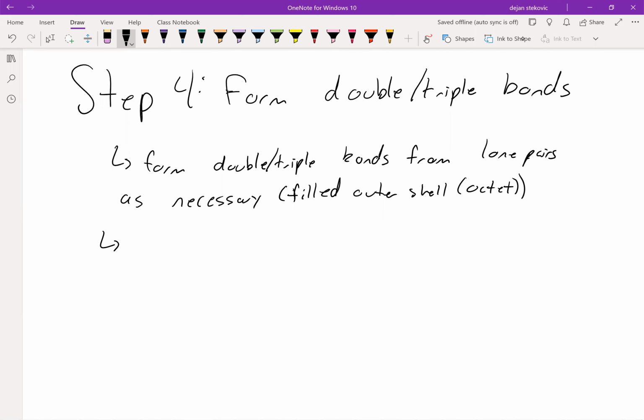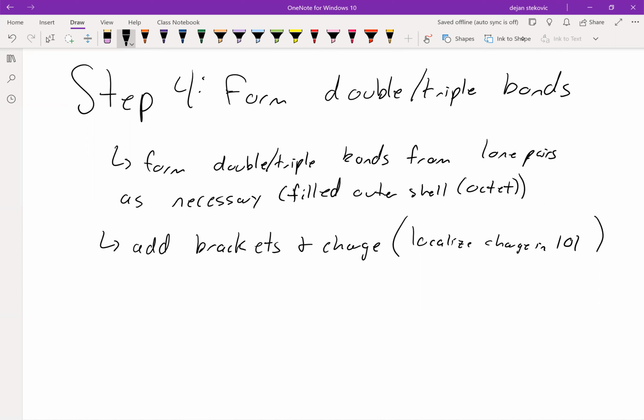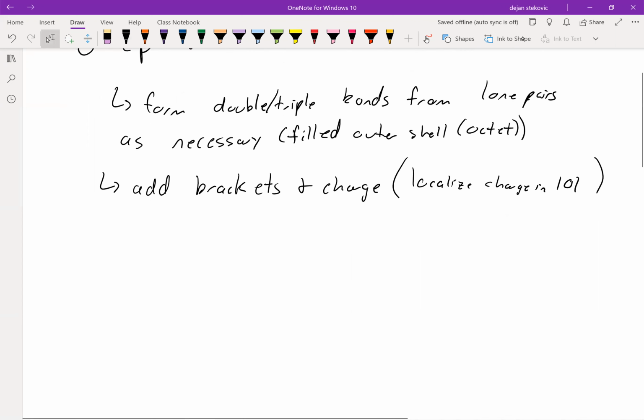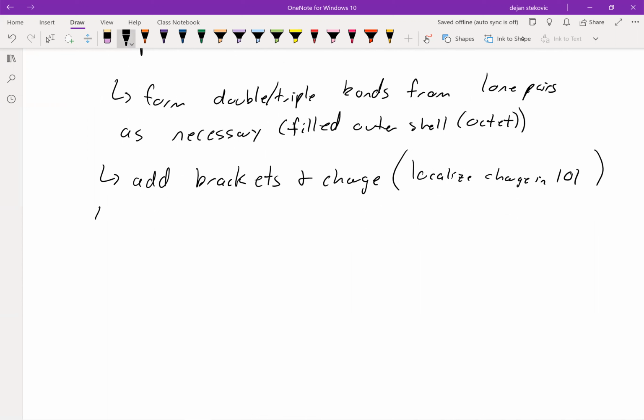We also want to add brackets surrounding our molecule and the charge that it has, right? So if we have a charge, we indicate that with a bracket and then the charge on the outside. In Chem 101, you'll learn how to localize that charge. And what I mean by localizing the charge is we're going to put that charge on a specific atom. But for now, we're just going to keep things simple and help build ourselves up.